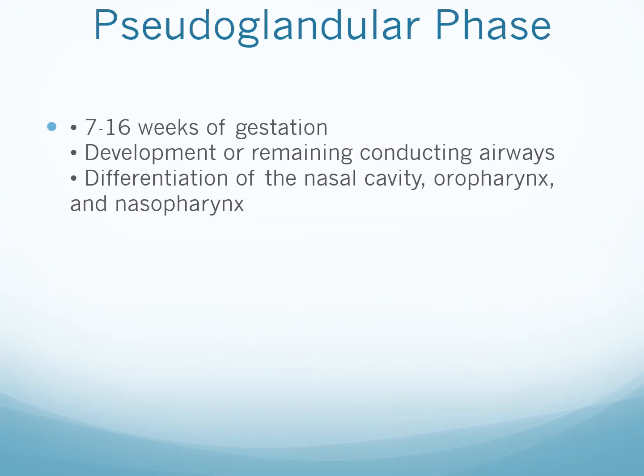The next phase is the pseudoglandular phase. 7 to 16 weeks of gestation. Development of remaining conducting airways. Differentiation of the nasal cavity, oropharynx, and nasopharynx.